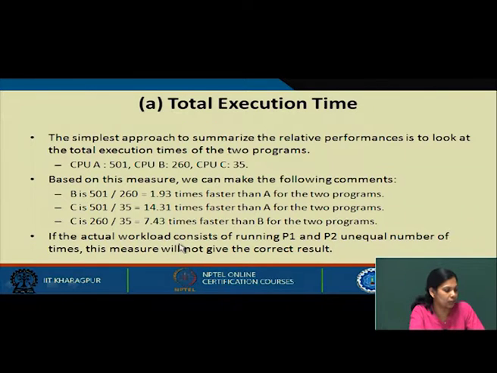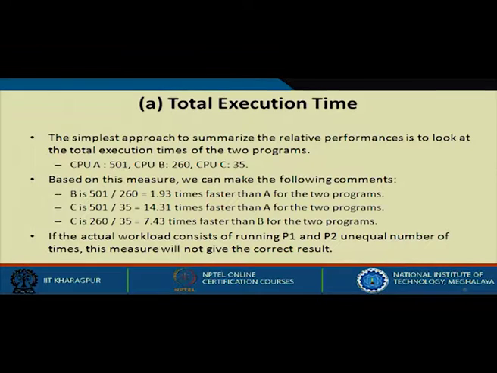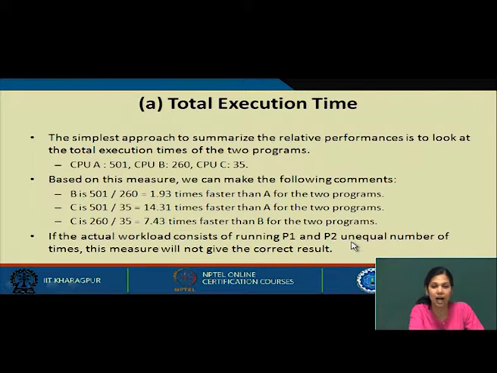If the actual workload consists of running P1 and P2 an unequal number of times, again this is something else. First we have given 2 programs and we are saying this is the execution time, and now we are saying how many times these programs will be running. So, the frequency of running those programs is now coming into the picture. If the actual workload consists of running P1 and P2 an unequal number of times, this measure will not give the correct result either.